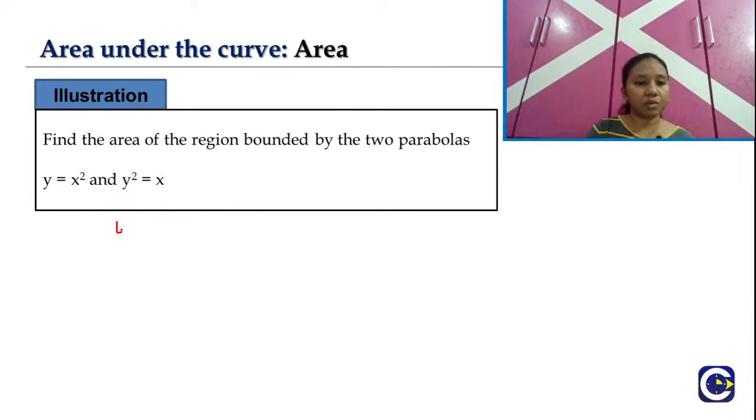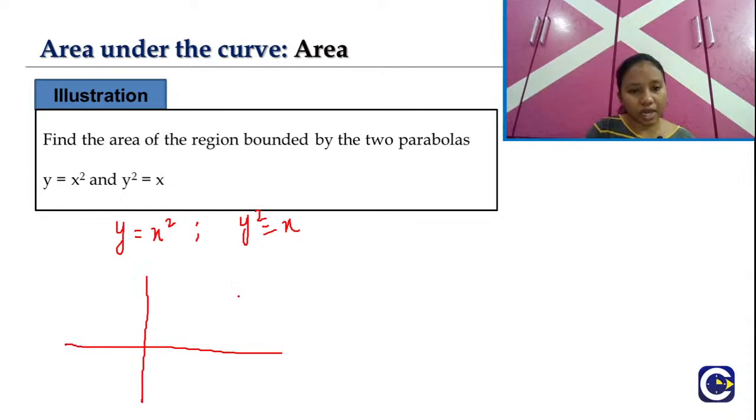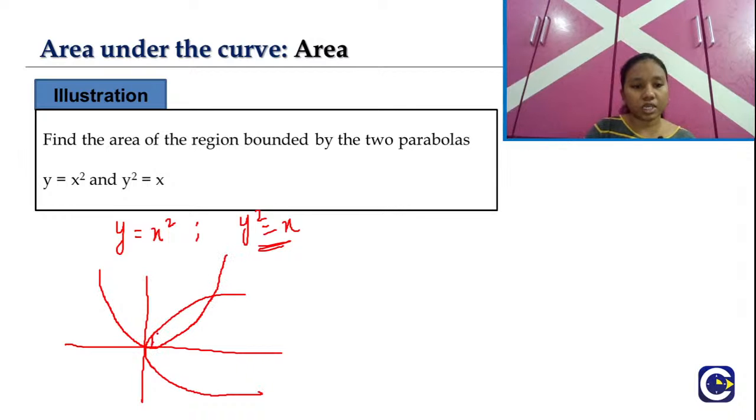So what are the curves here? The first parabolic curve is y equal to x square, and the other one is y square equal to x. So first let's figure out the sketch. So y equal to x square, the graph will be like this. Just now we have seen y square equal to x, and then x square equal to y will be upward like this. So this is the area bounded between these two.